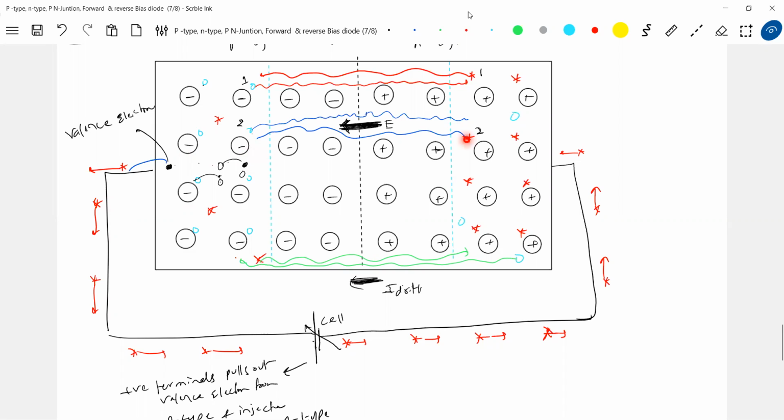Because when this electron comes, it will undergo recombination. This electron will not move as a free electron, it will move as a valence electron, jumping from hole to hole. The electron will go like this, and when that electron comes here, it will be pulled by the positive terminal.